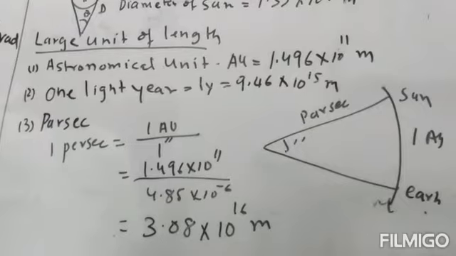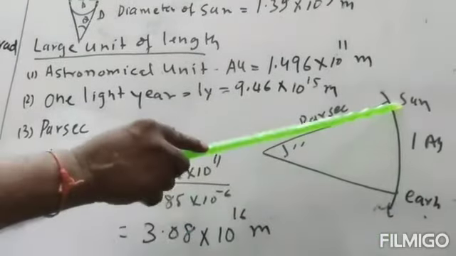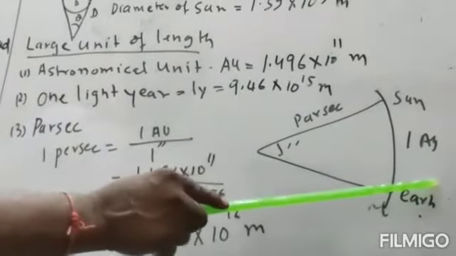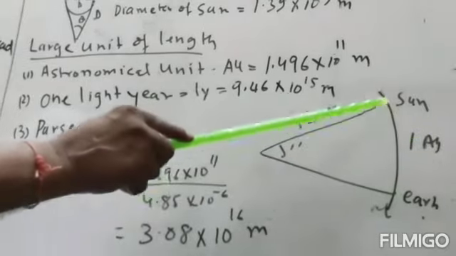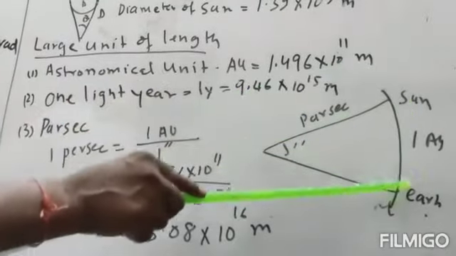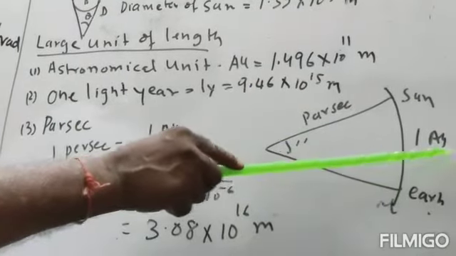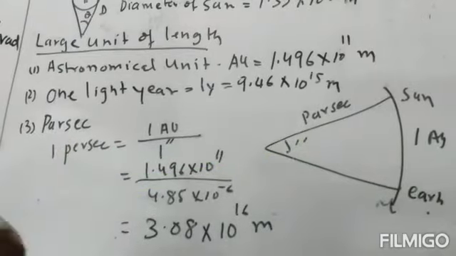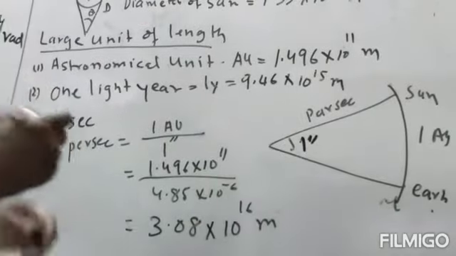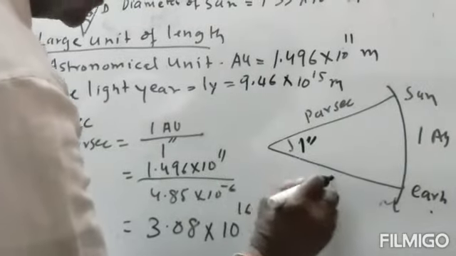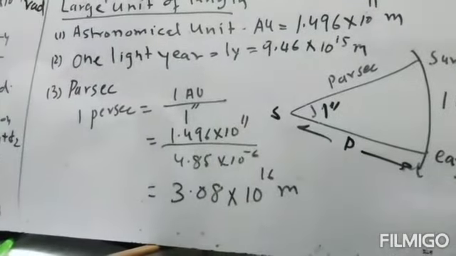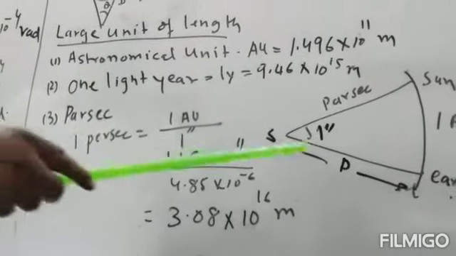Now what is meant by parsec? Suppose this is your earth, this is your sun. The distance between sun and earth is 1 astronomical unit, 1 AU. If the arc is of 1 astronomical unit, and the angle subtended is 1 second, this distance is 1 second. Then this distance is the parsec. This distance will be the parsec of this point S, from earth, we can take either from the earth or from the sun.